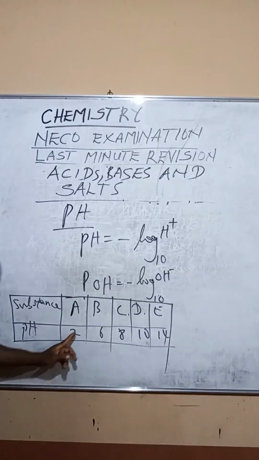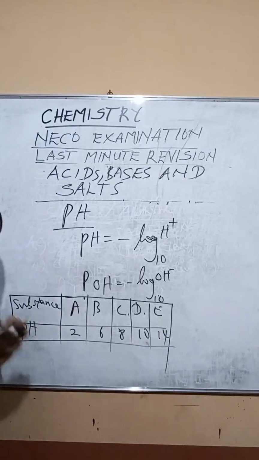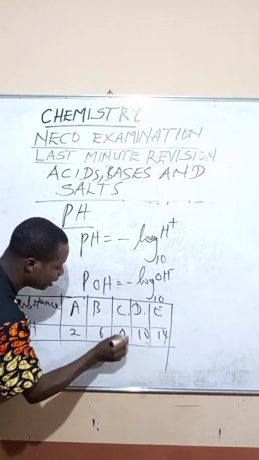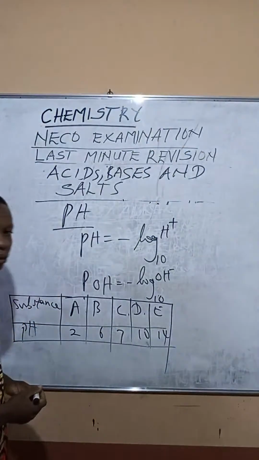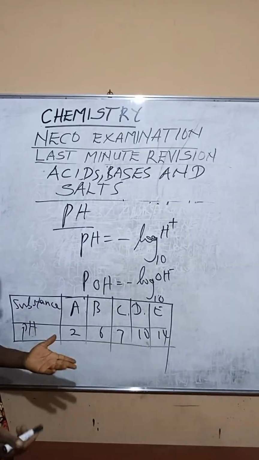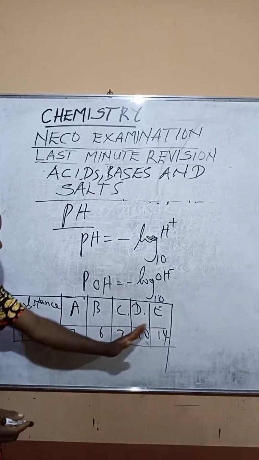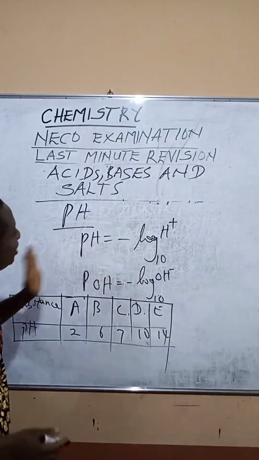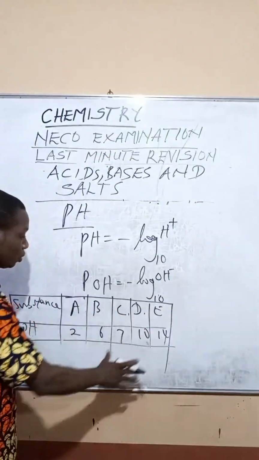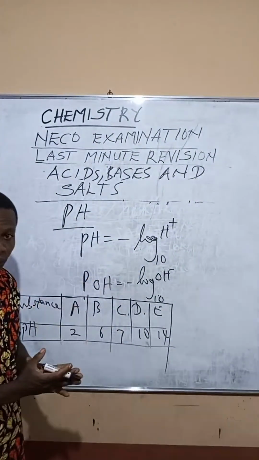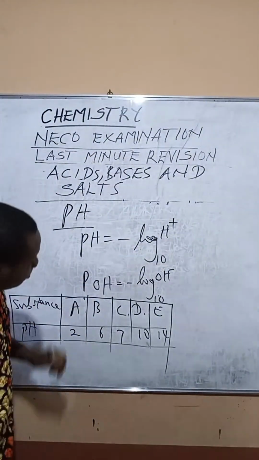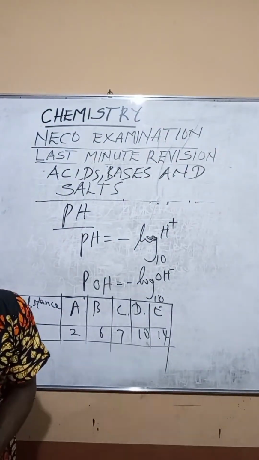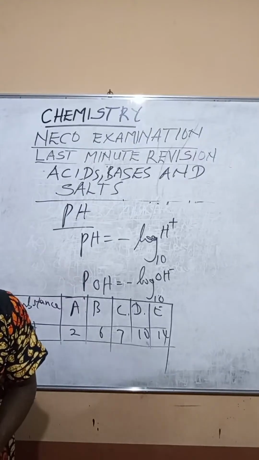Then A is 2. You tell me which of the following substances is the most acidic, and which one is the most basic. Sometimes they will ask which of them is neutral. So take note of things like this. If you have your pen and paper, put all these things down. It can come in different forms. We are just doing revision, just to ensure that you have your direction. Please note all of this. Please don't forget.